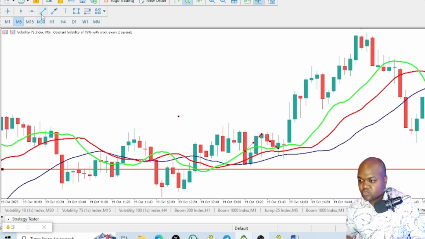Then we're going to hold the trade as long as price is trading above the red line, and when price closes below the red line, we exit. So we're going to exit at this particular level here.